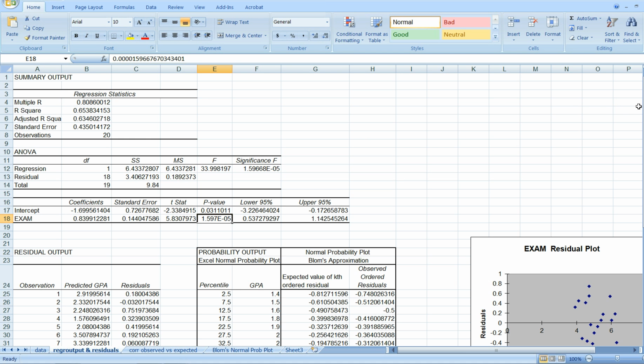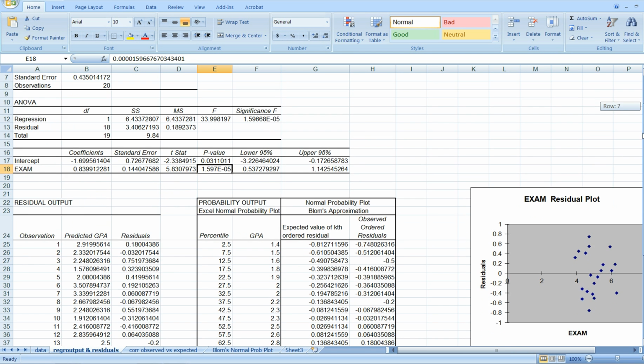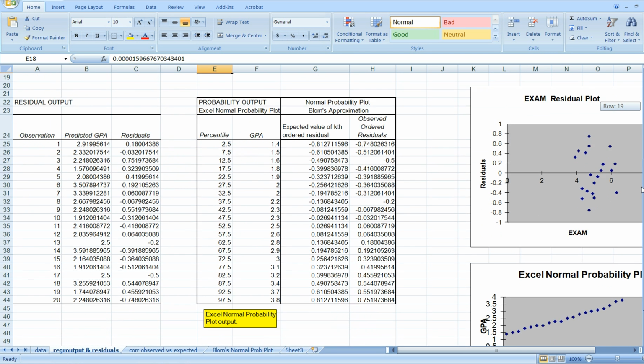If they do well on the test, then we would expect their grade point average to be high. Well, associated with that simple linear regression model, of course, are the residuals. You can get them outputted straight away from Excel. I ordered those residuals, and then using Blom's approach, I also computed the expected value of the kth ordered residual, and then I plotted them.